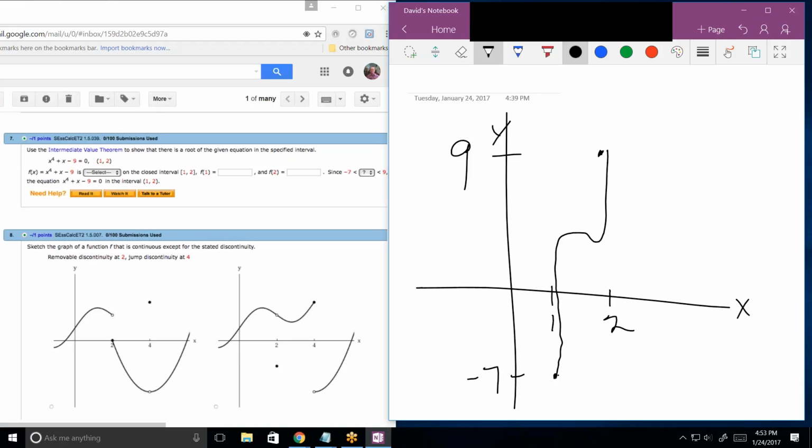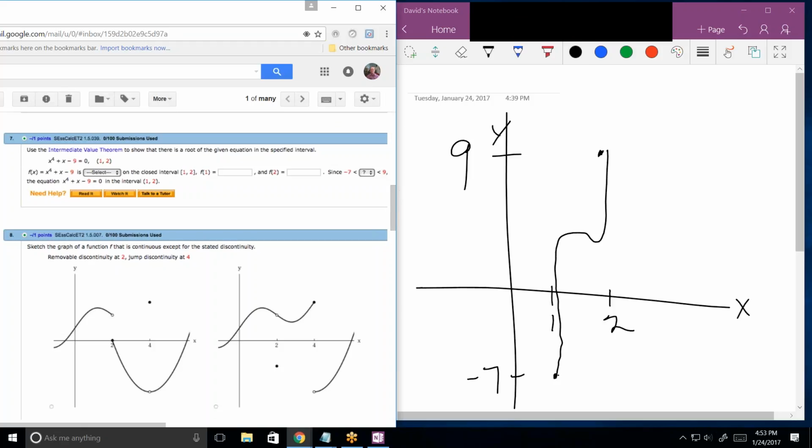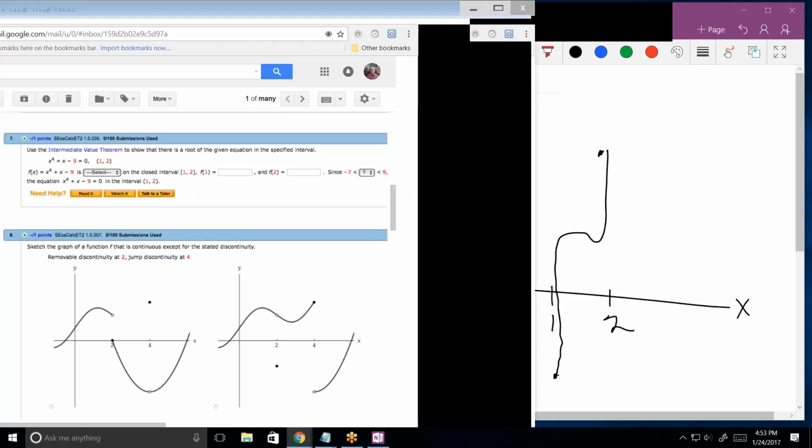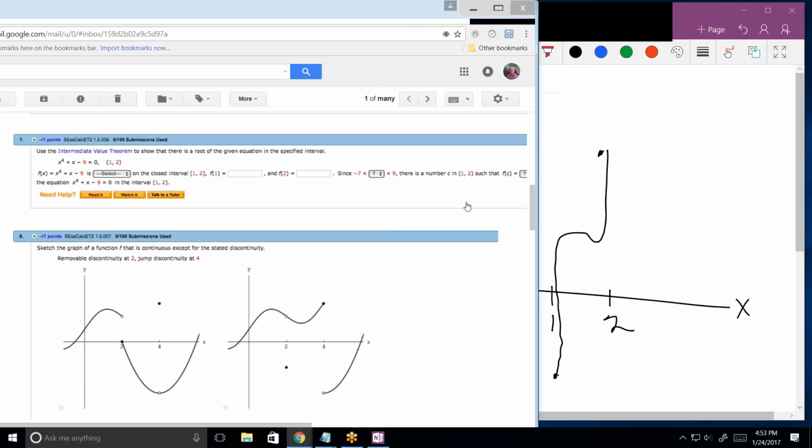Since -7 is less than 0, which is less than 9, now I'm beginning to wonder if the epsilon delta isn't applicable. I don't think it is. So yeah, I'm pretty sure 0 has to be the answer for that one.